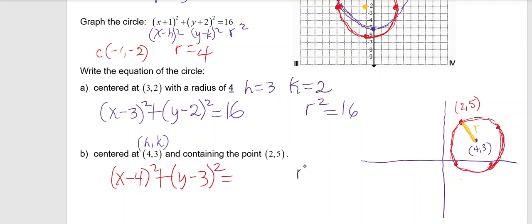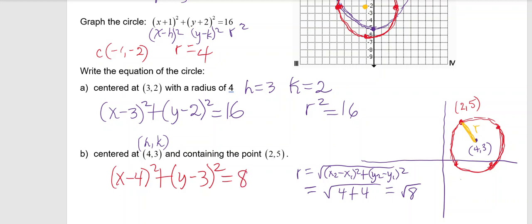So the length of that radius is going to be the square root of the difference of the x coordinates squared, plus the difference of the y coordinates squared. Let's see what that turns out to be. 4 minus 2, 2 squared is 4. And 3 minus 5 is negative 2. Negative 2 squared is 4. So the radius length is the square root of 8. Oh, that's nice. So the radius squared is 8. So there's our equation.